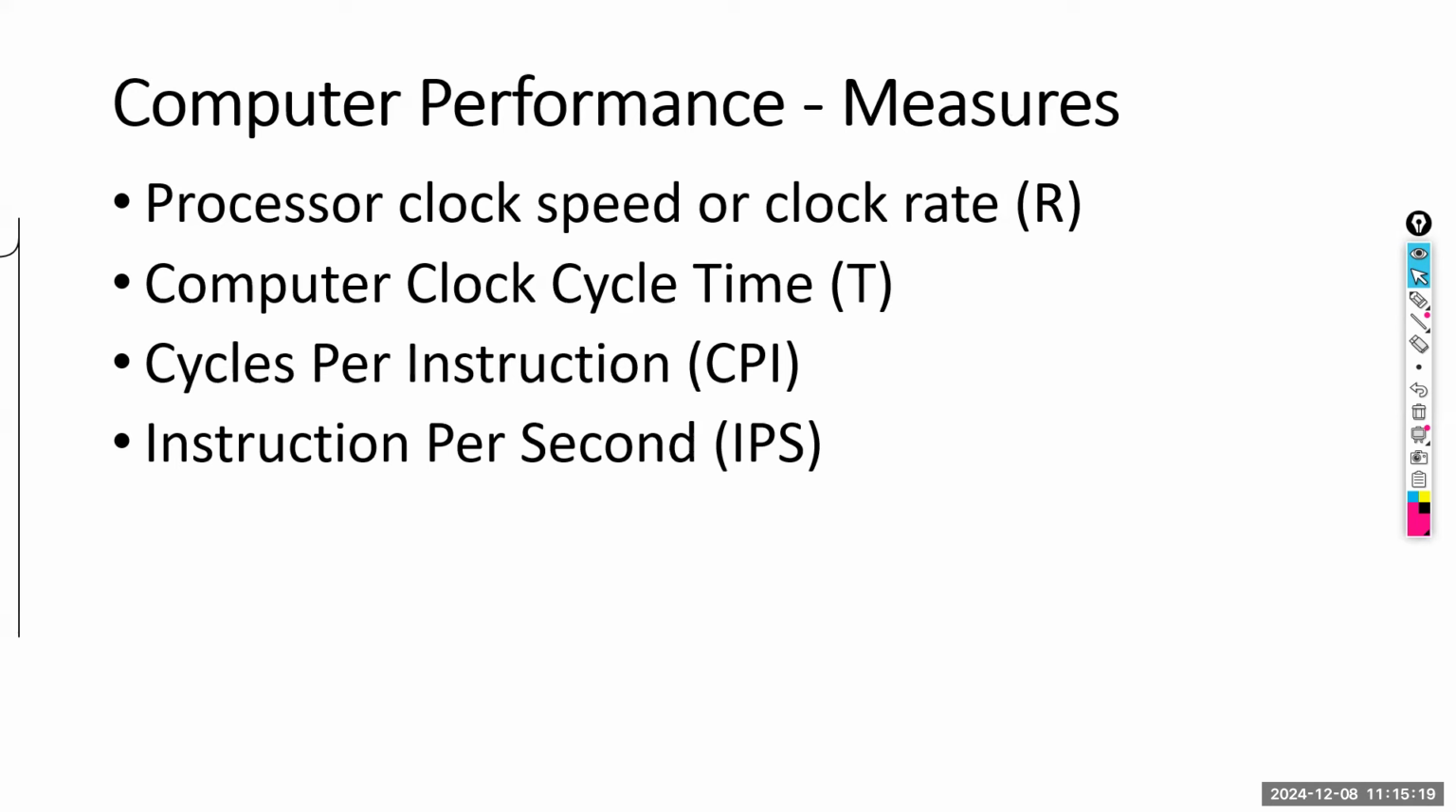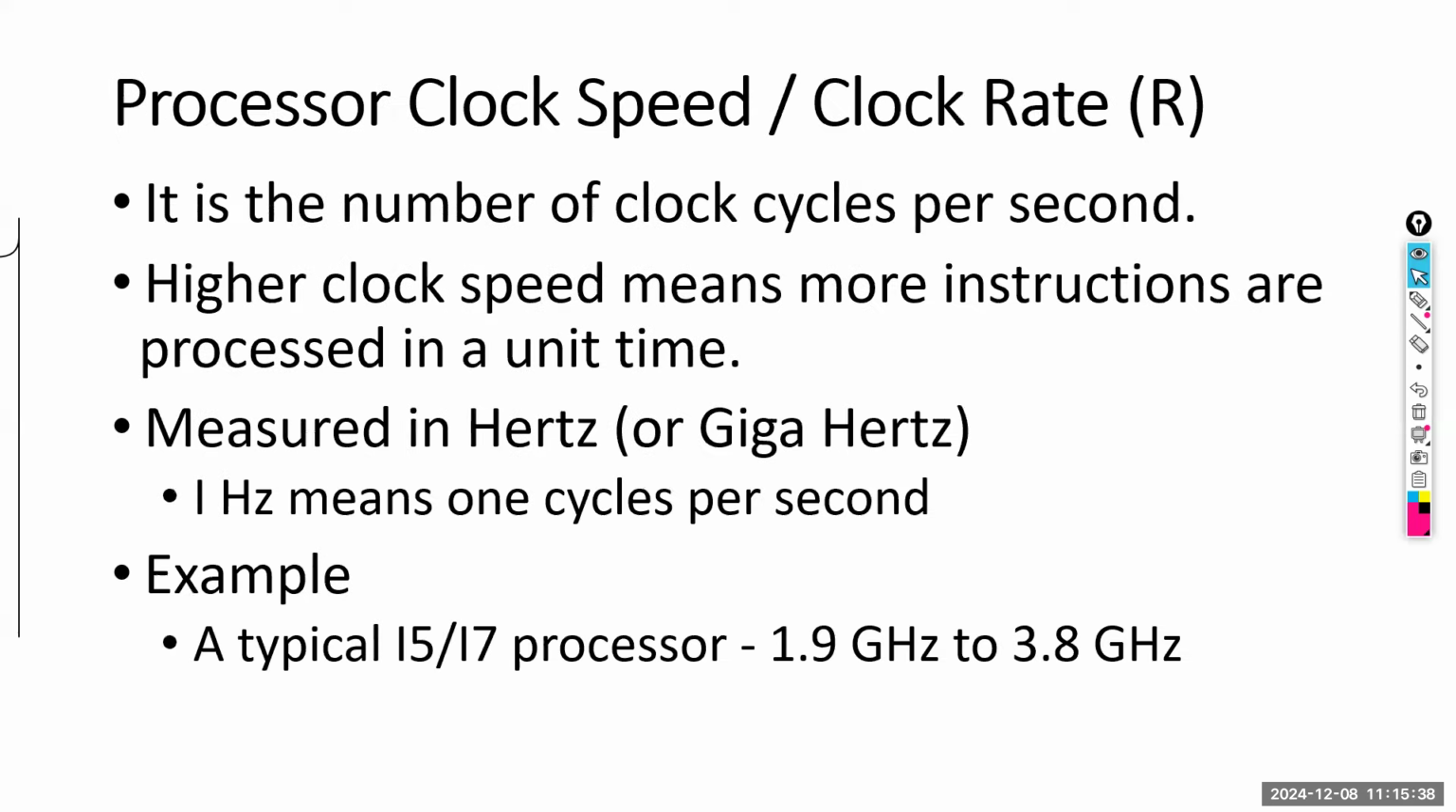So we will look at some of those. Processor clock speed or clock rate, clock cycle time, which is pretty much related to the first one. Then cycles per instruction, instructions per second, CPI, IPS. Right. So the first one is clock speed.